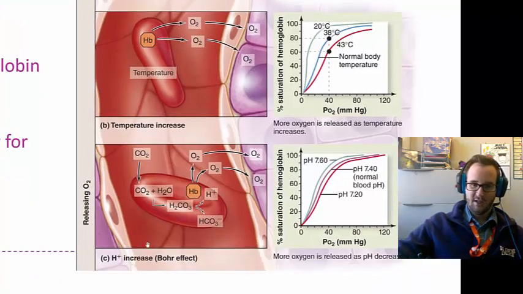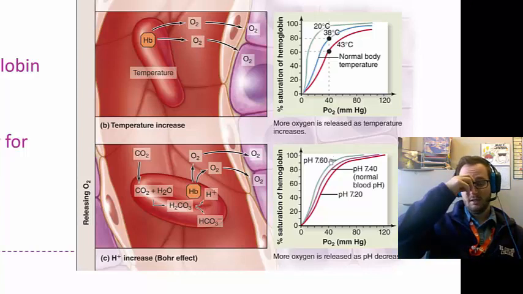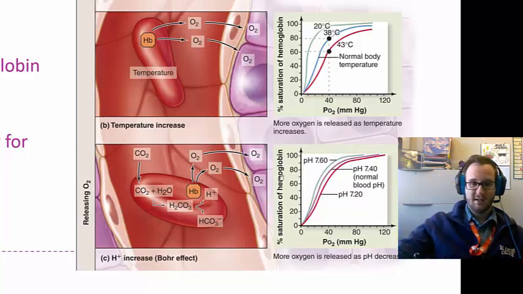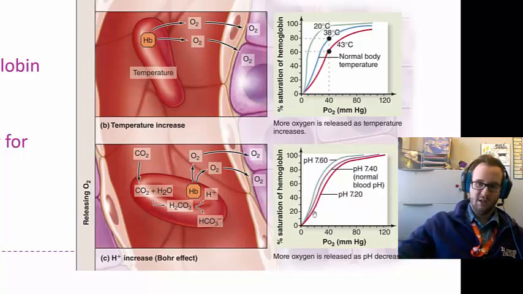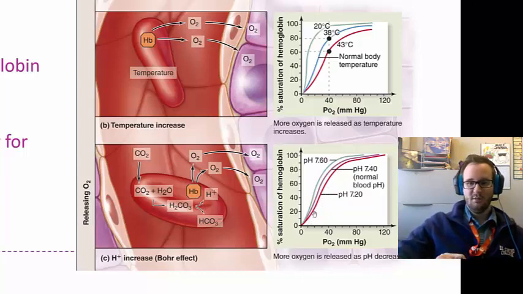Another application of this is a decrease in pH, sorry, or an increase in acidity. As tissues get more and more acidic, the same thing happens. The curve shifts downward, which means that there is more oxygen being released from that hemoglobin, or jumping off of that hemoglobin.